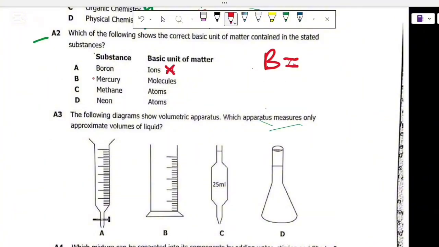If it said something like maybe boron lost an electron, yes, you can say this is an ion because it lost an electron. But in this case, it is just boron, so it can't be composed of ions. Ions are only formed if it loses or gains electrons. So that's the first thing. We can cancel that one.